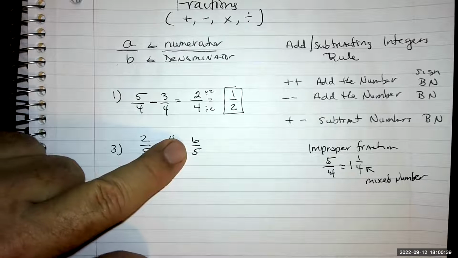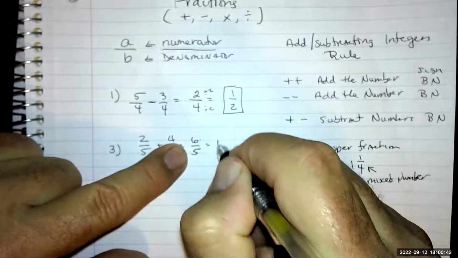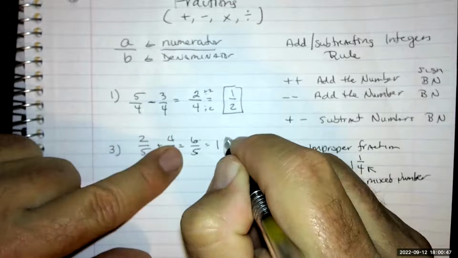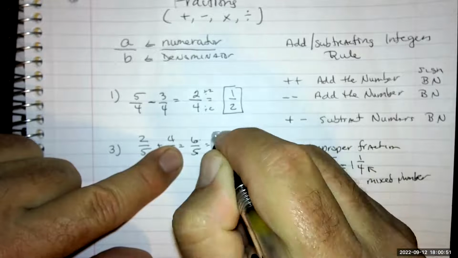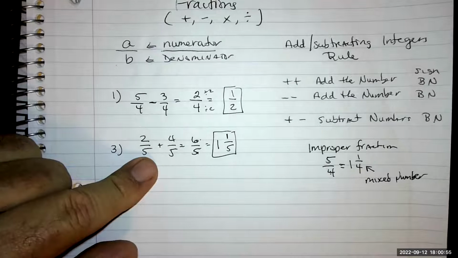So let's go ahead and convert this. Remember, we're going to try to do this in our head. 5 goes into 6 one time. So you just subtract 5 away from 6 only one time, and you have 1 remainder left over, and it's going to be 1/5. So 1 1/5 is my answer here. All right, let's try another one.